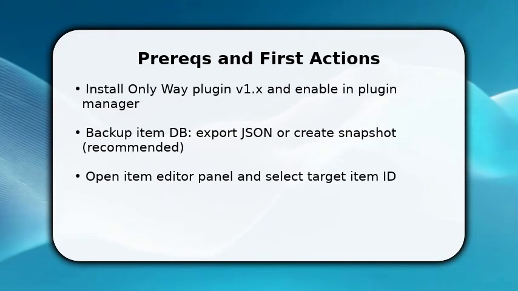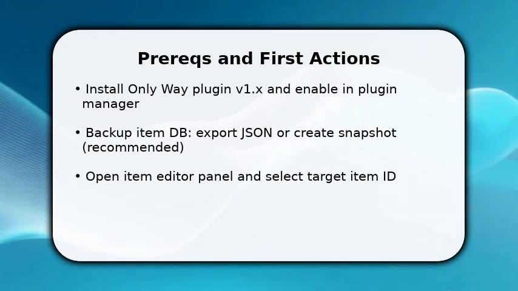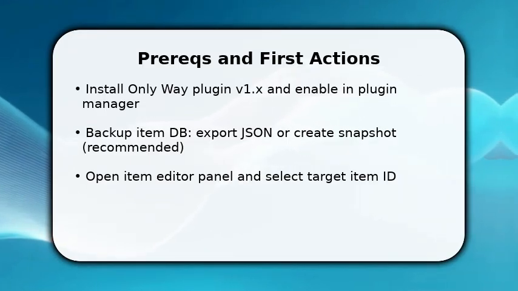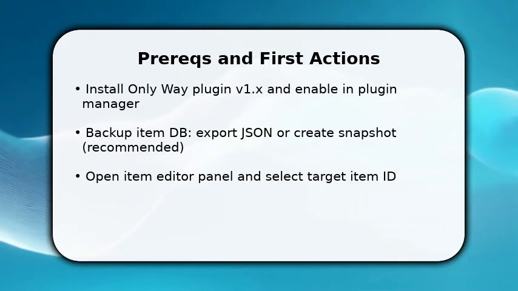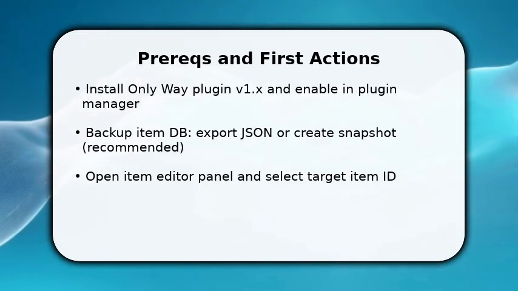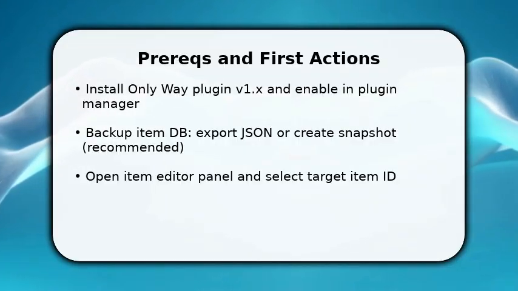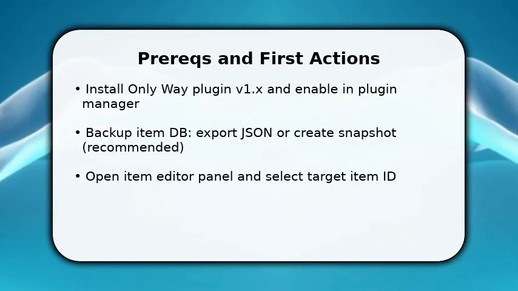Enjoy the video. You begin by confirming the prerequisites: the plugin is installed, and you have a backup copy of your item database. Next, open the item editor panel and locate the exact item ID you intend to modify. Once done, switch the editor into edit mode so changes are tracked. This prevents accidental overwrites. Make sure to note current attribute values before changing them, because you will need those values if you must revert to the backup later.